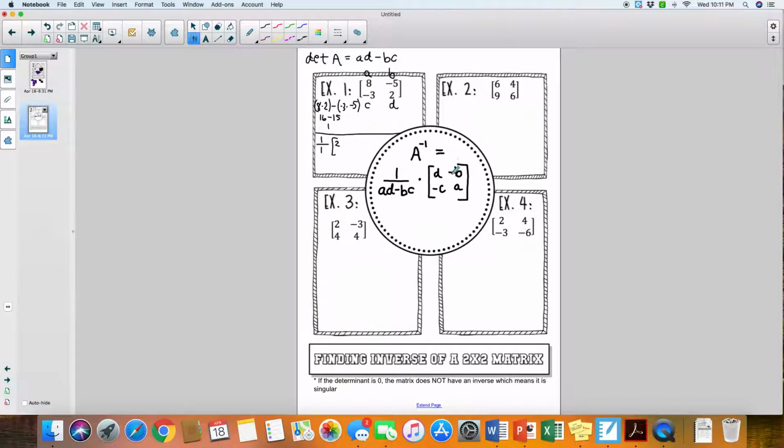The next entry is going to be the opposite of B, so I'm going to find B. B is -5. The opposite of -5 is +5, so this term is now going to be +5.